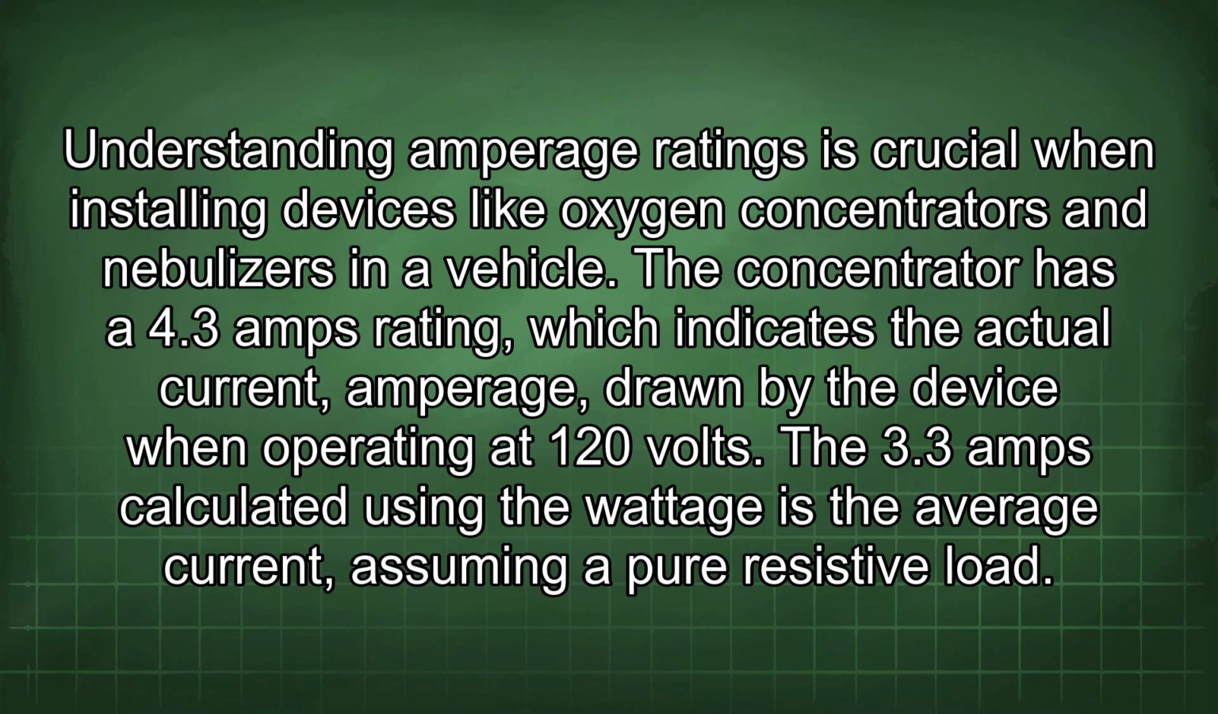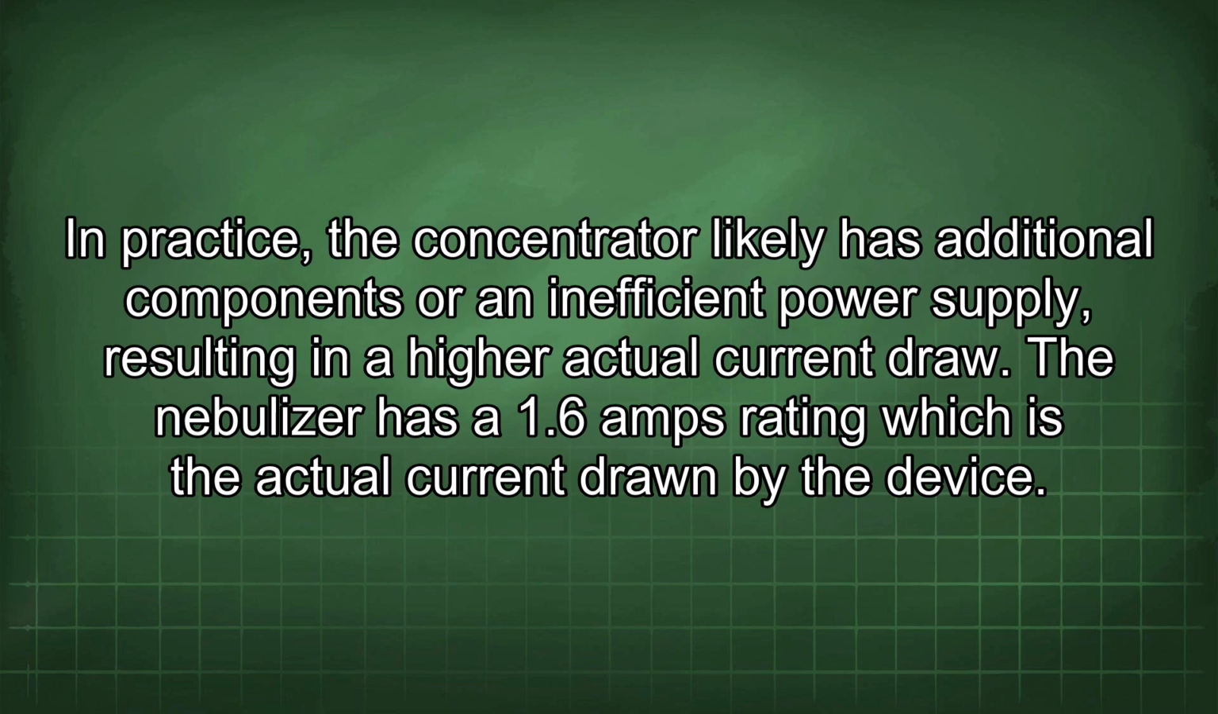Understanding amperage ratings is crucial when installing devices like oxygen concentrators and nebulizers in a vehicle. The concentrator has a 4.3 amps rating, which indicates the actual current amperage drawn by the device when operating at 120 volts. The 3.3 amps calculated using the wattage is the average current, assuming a pure resistive load. In practice, the concentrator likely has additional components or an inefficient power supply, resulting in a higher actual current draw. The nebulizer has a 1.6 amps rating, which is the actual current drawn by the device.